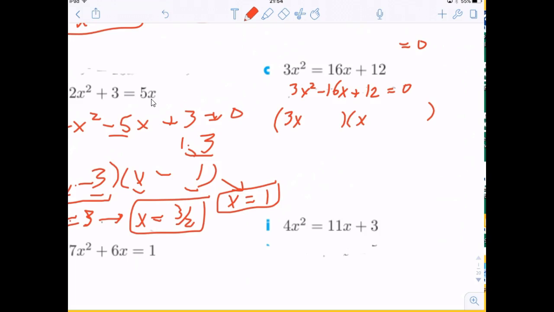So 12 is going to be like probably 3 and 4 or 2 and 6. You know, my spidey senses tell me it's going to be 2 and 6. Okay. The reason why is because I see the 16 here. And if I have 6 and 2 like this, then the 3 and the 6 multiplied together gives me 18. And then the 2 and the 1 gives me 2. And the 18 minus 2 gives me a 16.